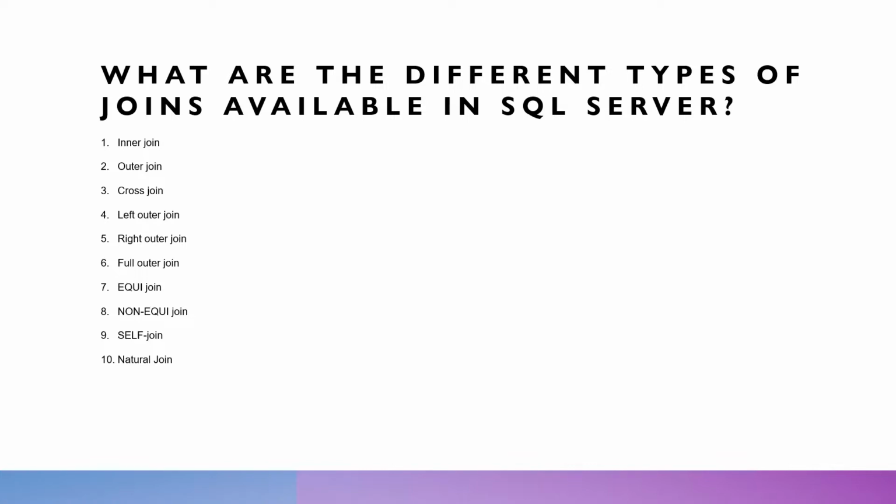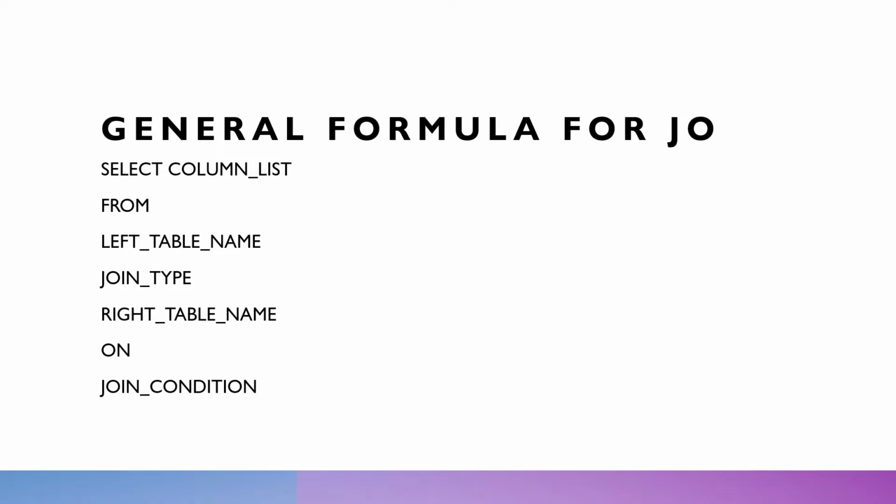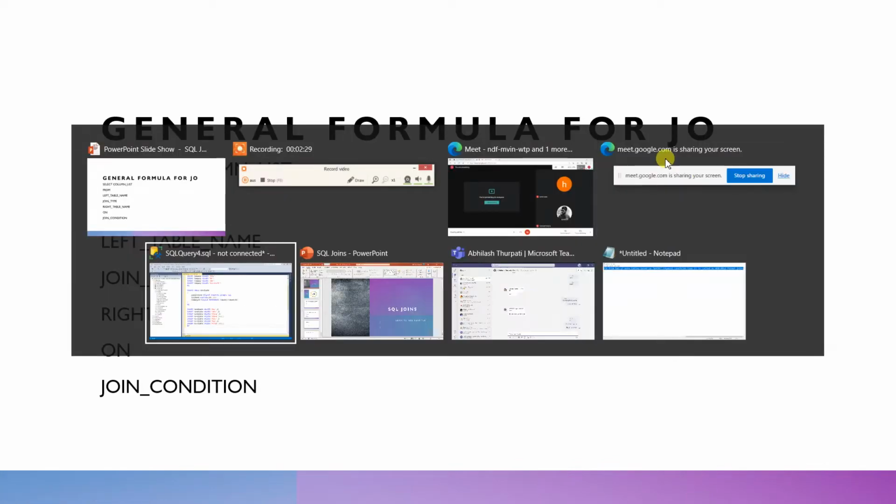First we will go through a join with conditions, a join without conditions, what happens when you join two tables, and what the basic syntax of a join is. Let's go through them one by one. So first you can see here the general formula for a join. Excuse me for the typo.